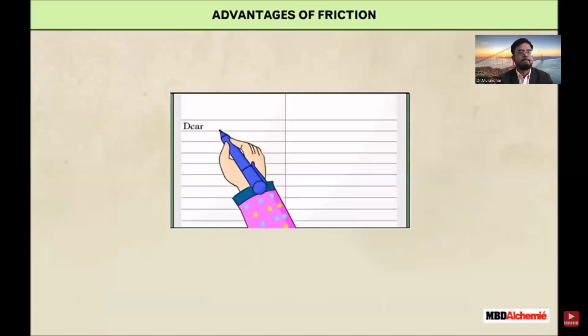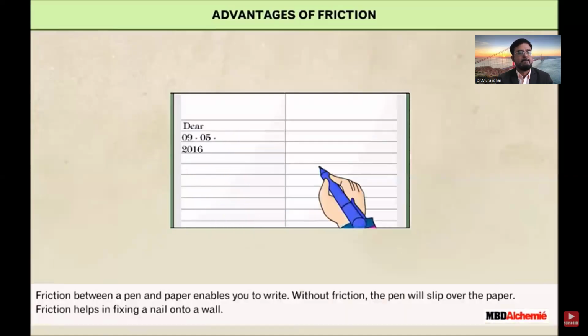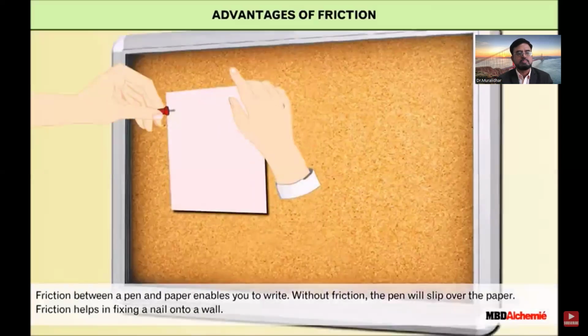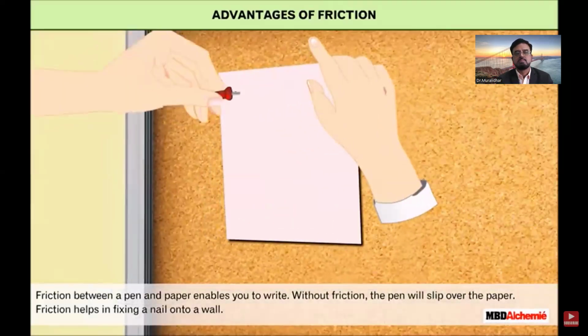Advantages of friction. Friction between a pen and paper enables you to write. Without friction, the pen will slip over the paper. Friction helps in fixing a nail onto a wall.